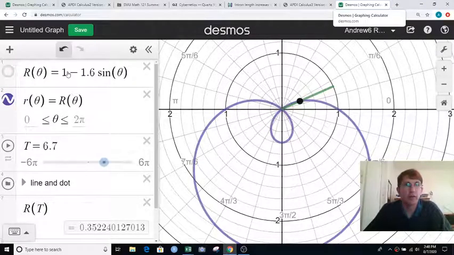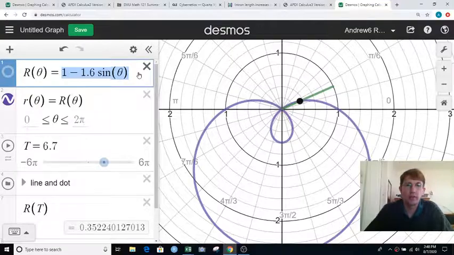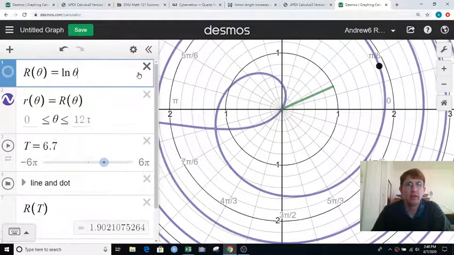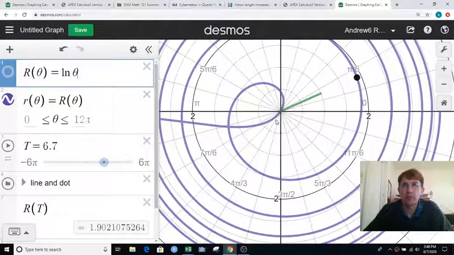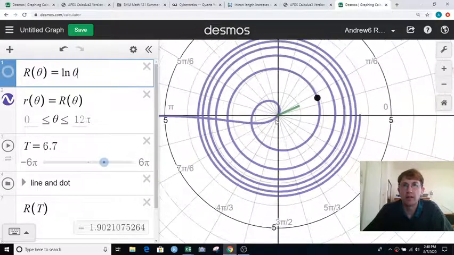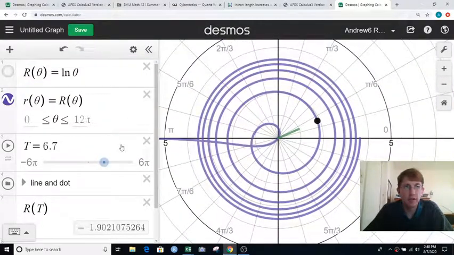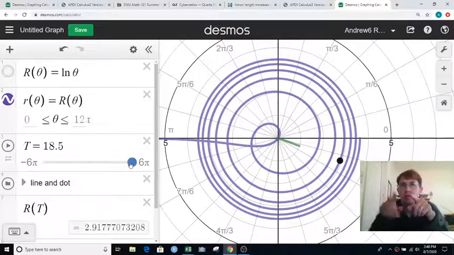Let's try another curve. Let's try natural log of theta and see what happens there. So that's interesting, huh? We seem to be getting a spiral. But since log increases more and more slowly as theta increases, the amount of increase in radius each time is getting less and less. But it will eventually get out to infinity, right? Because log gets out to infinity eventually.